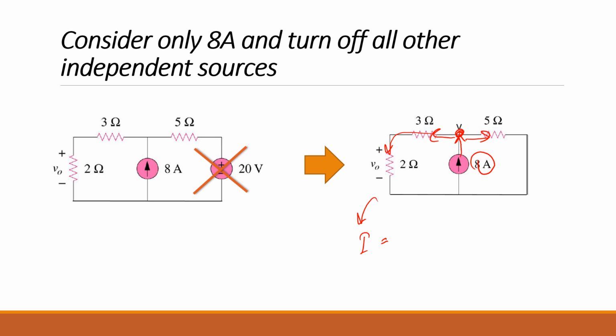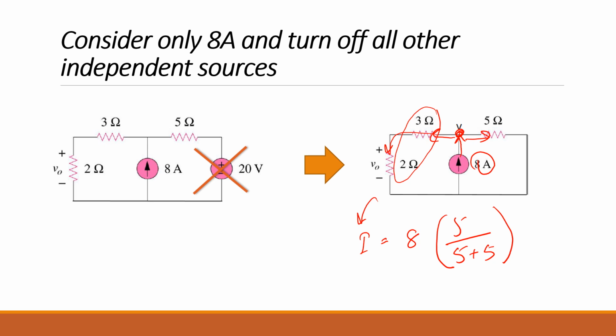Do you remember the current division rule? 8 times the total current times the opposite resistance, 5 divided by these two are in series, so that will be 5 plus 5. Do you remember this? You don't remember that? In week 1? You were not in the class in week 1.